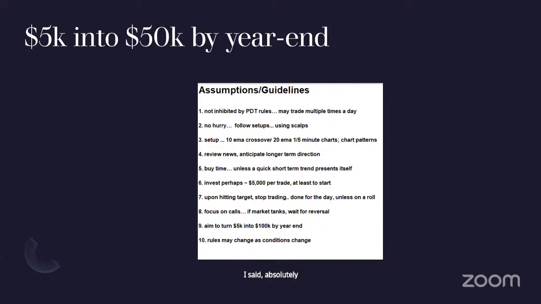In fact, probably a lot more than 50,000. So I said, okay, let's work together on this, and we are. And I said, okay, first of all, we are going to put in some rules, assumptions, guidelines, right? You kind of have to follow some sort of a policy here. You're not just going to willy-nilly get into these trades, although we are open to changing the rules as they develop. So, rule number one, not inhibited by the pattern day trade rules.